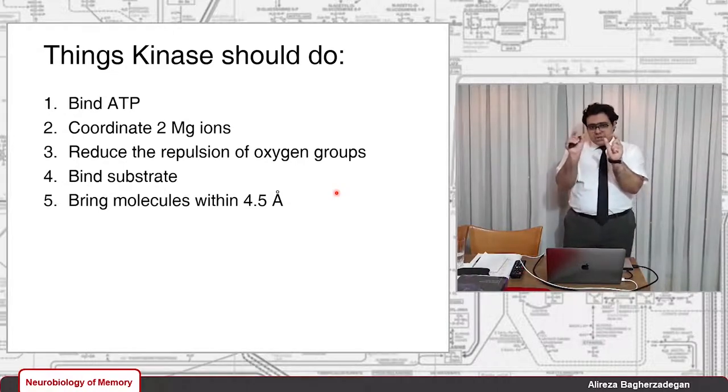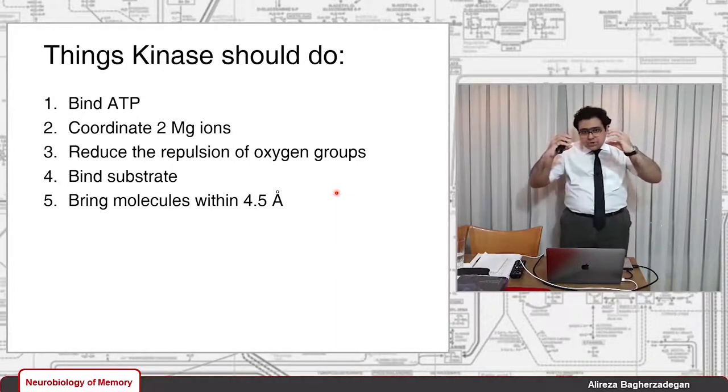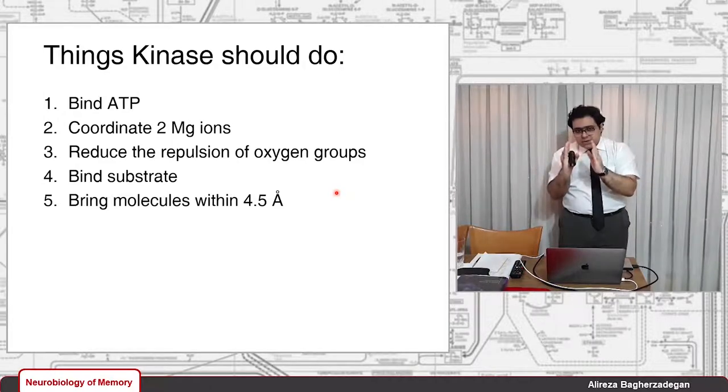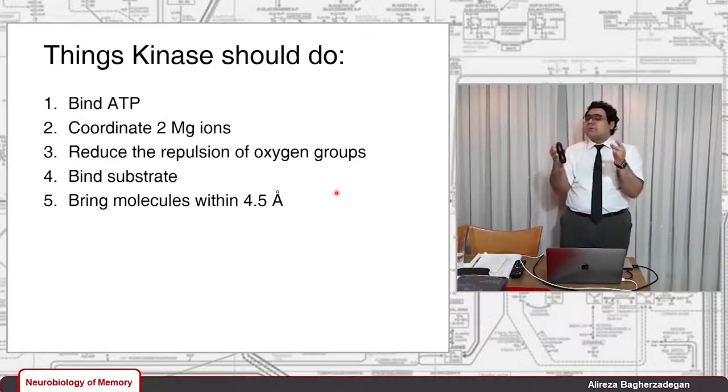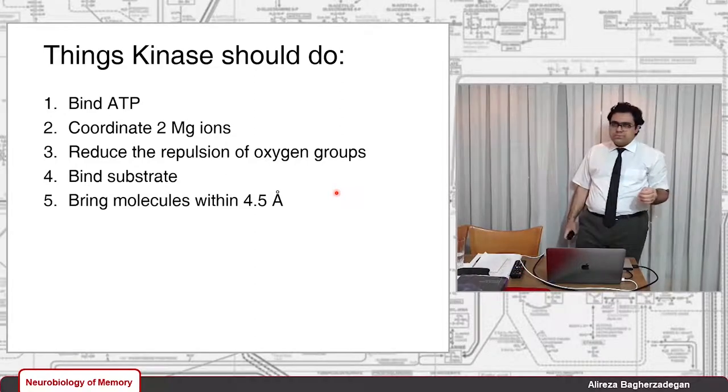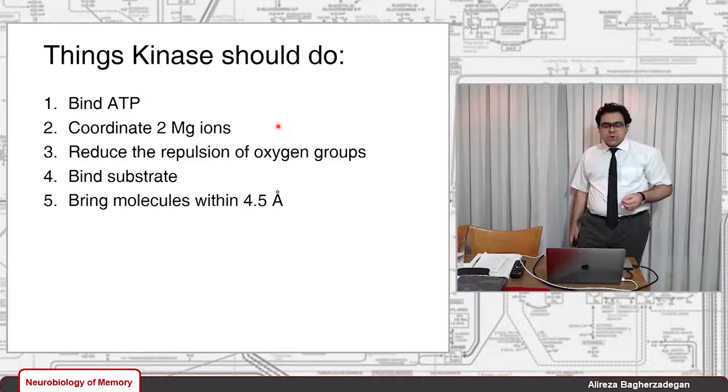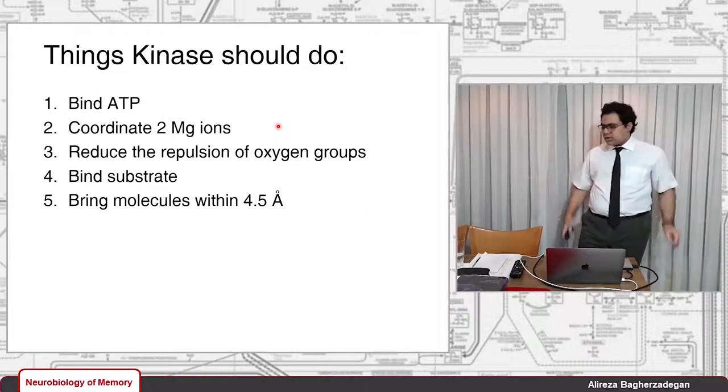The distance between the nucleophile and electrophile, the nucleophile is the substrate which is going to be phosphorylated. The electrophile is the gamma phosphate of ATP. They should be brought to this range of 4.5 angstroms. The distance should not exceed the 4.5 angstroms. This is one of the most important things, I guess, a kinase does. Because a kinase is, after all, like a scaffold, for just bringing these two together.